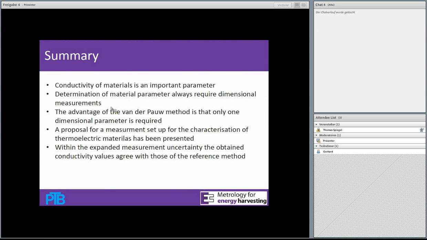Okay, to summarize, conductivity of materials is an important parameter, but the disadvantage or requirement is that you always have to do some dimensional measurements, which can be problematic, and you also have to take care of perfect geometry. The advantage of the Van der Pauw method is that you only need to measure one dimensional parameter precisely. I have shown you a proposal for the measurement setup. We also could show that the expanded uncertainty of this new Van der Pauw method agrees well with that of our reference method. Okay, thank you very much.